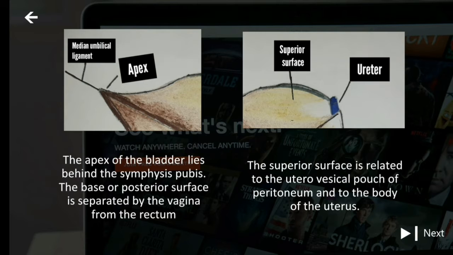The apex of the bladder lies behind the symphysis pubis. The base or posterior surface is separated by the vagina from the rectum. The superior surface is related to the uterovesical pouch of the peritoneum and to the body of the uterus.